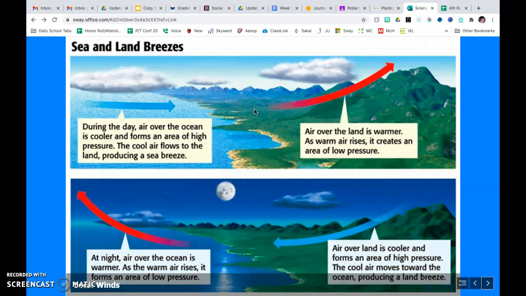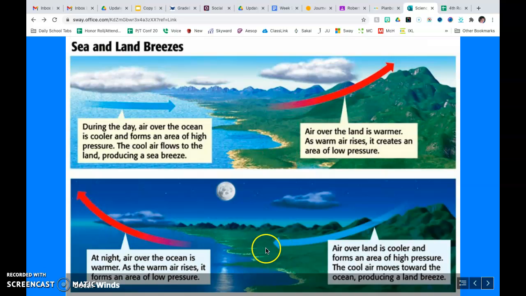And then the air over the land during the day is, of course, warmer than it is over the ocean or the water. So as warm air rises, it creates an area of low pressure. And then we have the opposite effect at night. So we start over the land. The land cools down quicker than the water, so the air over the land is cooler. It forms an area of high pressure over the land. And then the cool air moves toward the ocean, producing a land breeze.